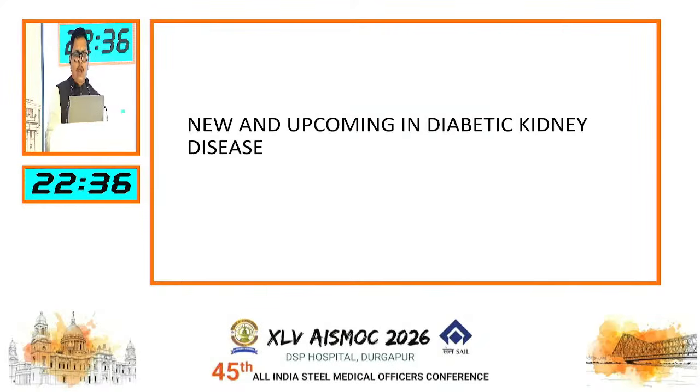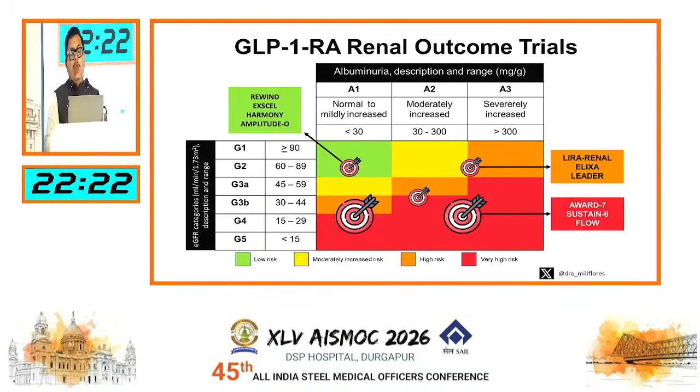So, new and upcoming drugs in diabetic kidney disease. We are going beyond SGLT2 inhibitors. Again, we are going beyond the non-steroidal mineralocorticoid receptor antagonist, which is finerenone. We all know about the GLP-1 receptor agonist. We are treating diabetes and obesity with GLP-1 receptor agonists. But nephrologists for a long time have had their eyes on these molecules. These are potentially kidney-benefiting molecules.